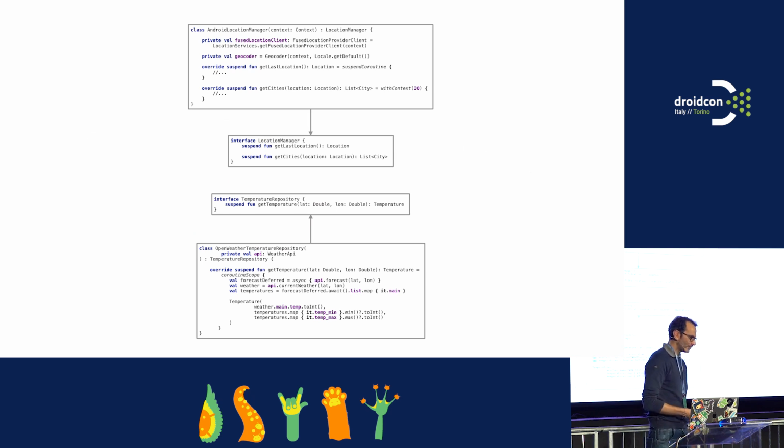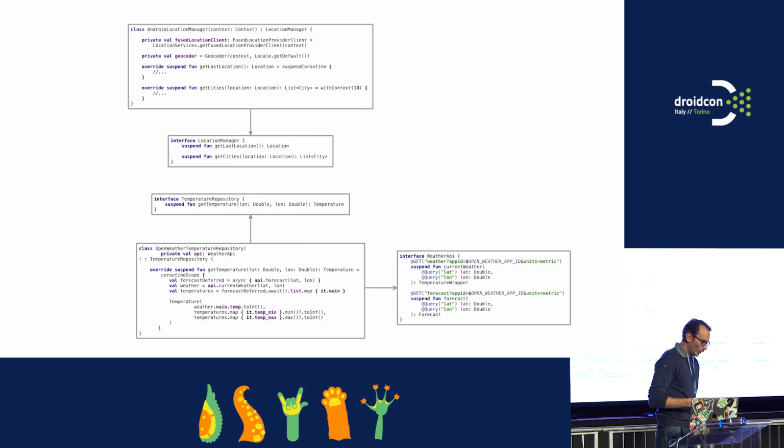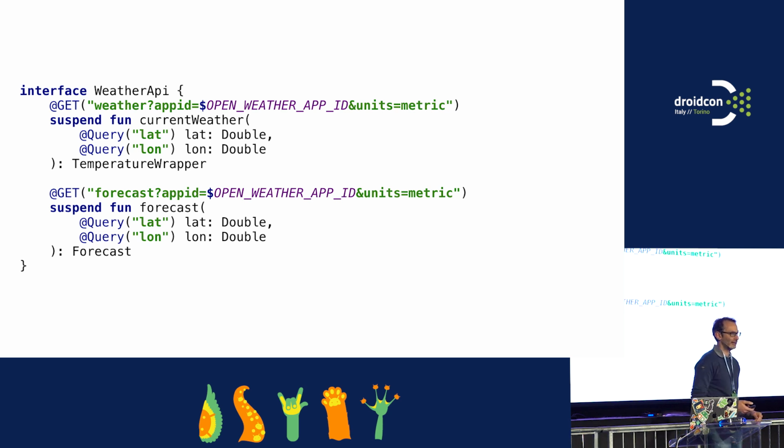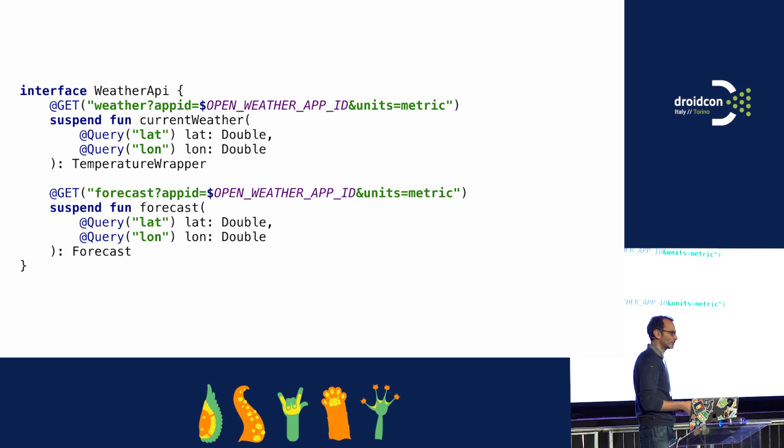Again, the OpenWeather temperature repository is using a weather API. That is just an interface defined using some Retrofit annotations. One thing to note: here I'm using the Retrofit snapshot, so I define the method as suspending and returning just the real object instead of the Deferred. This is not available yet, I think, in the official Retrofit release, but it's in the snapshot release.